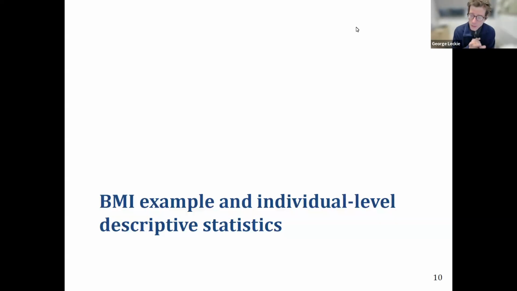Let's start by looking at the Claire Evans BMI example data. When she did an application of this in that first paper, we're going to reanalyze the data and fit the same key models, but we have a little bit more space here to do a wider range of graphics and descriptive statistics, and to go into some finer detail of the modeling as well. But we'll start off by looking at BMI and individual level variation.